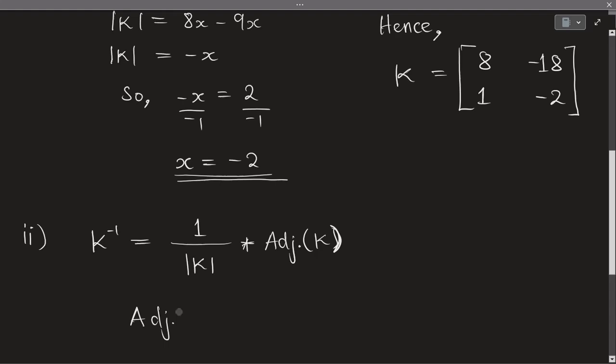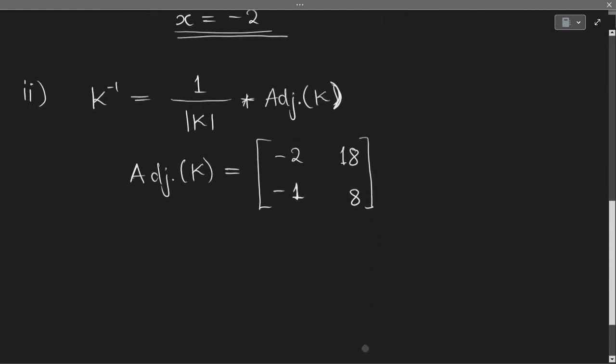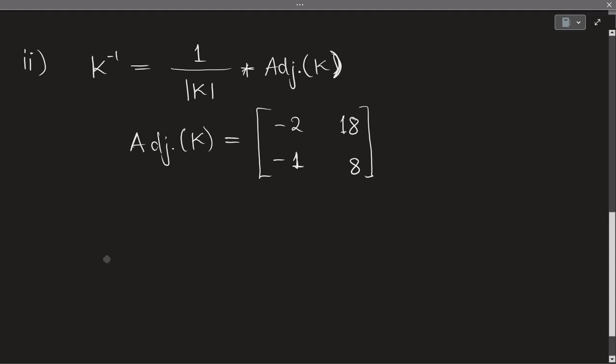The adjoint of K is equal to, we swap the position of the 8 and the negative 2. So we have a negative 2 here, we have an 8. Then on these other two elements that are left, we'll multiply them by negative, meaning we're going to have 18 and a negative 1. This is our adjoint, and now we can easily find our inverse.